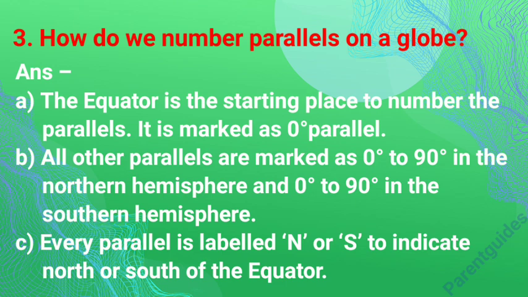3. How do we number parallels on a globe? Answer. A. The equator is the starting place to number the parallels. It is marked as 0 degree parallel. B. All other parallels are marked as 0 degree to 90 degree in the northern hemisphere and 0 degree to 90 degree in the southern hemisphere. C. Every parallel is labeled N or S to indicate north or south of the equator.